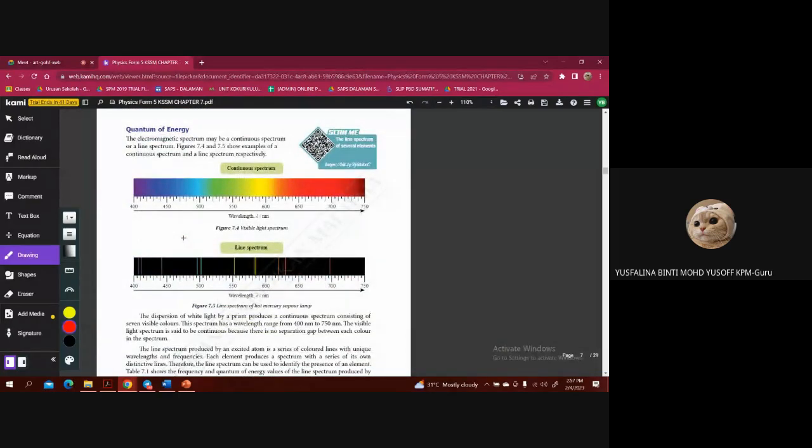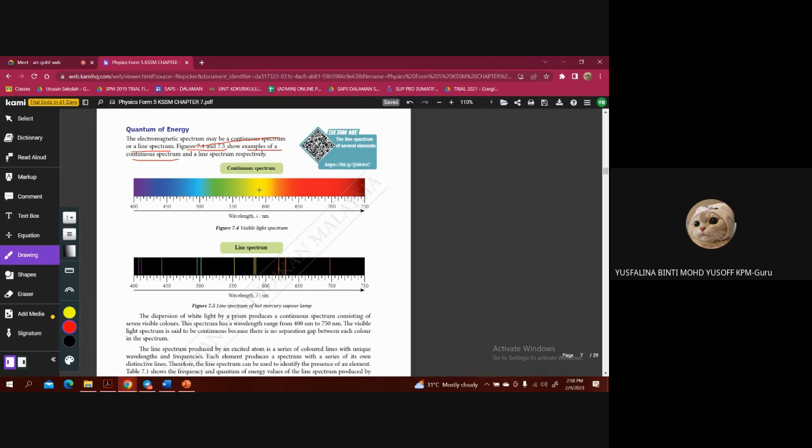Now we look at the quantum of energy. First, it says that the electromagnetic spectrum may be a continuous spectrum or a line spectrum. If I take visible light, every color of it has its own wavelength. Figures 7.4 and 7.5 show examples of the continuous spectrum. So this is a continuous spectrum.